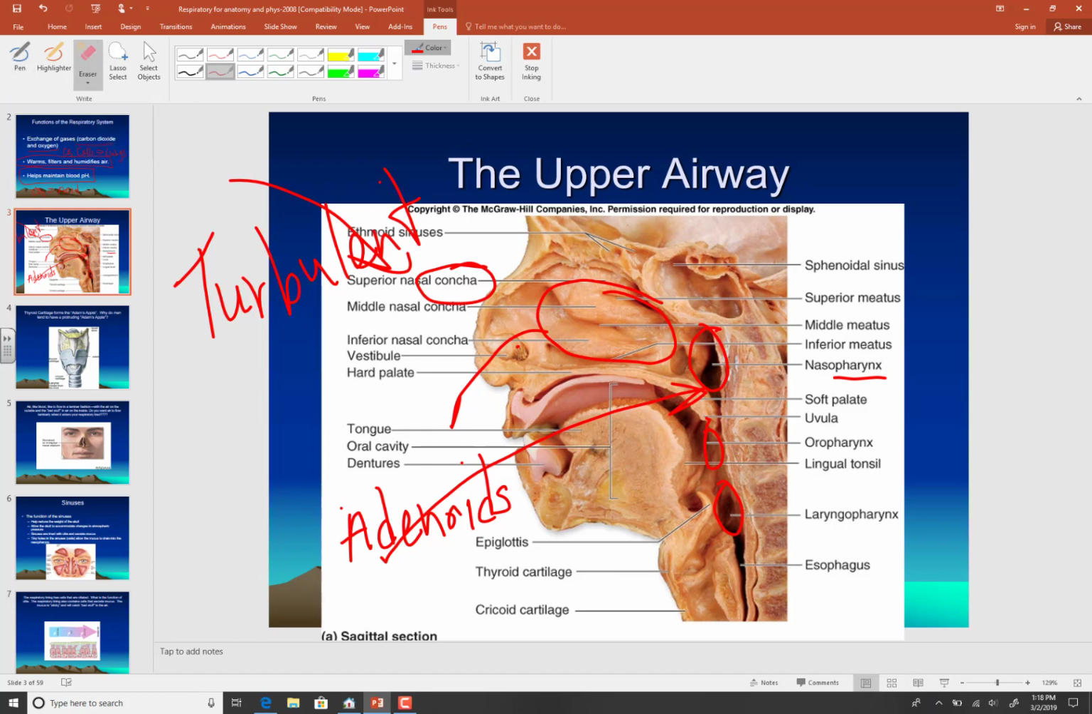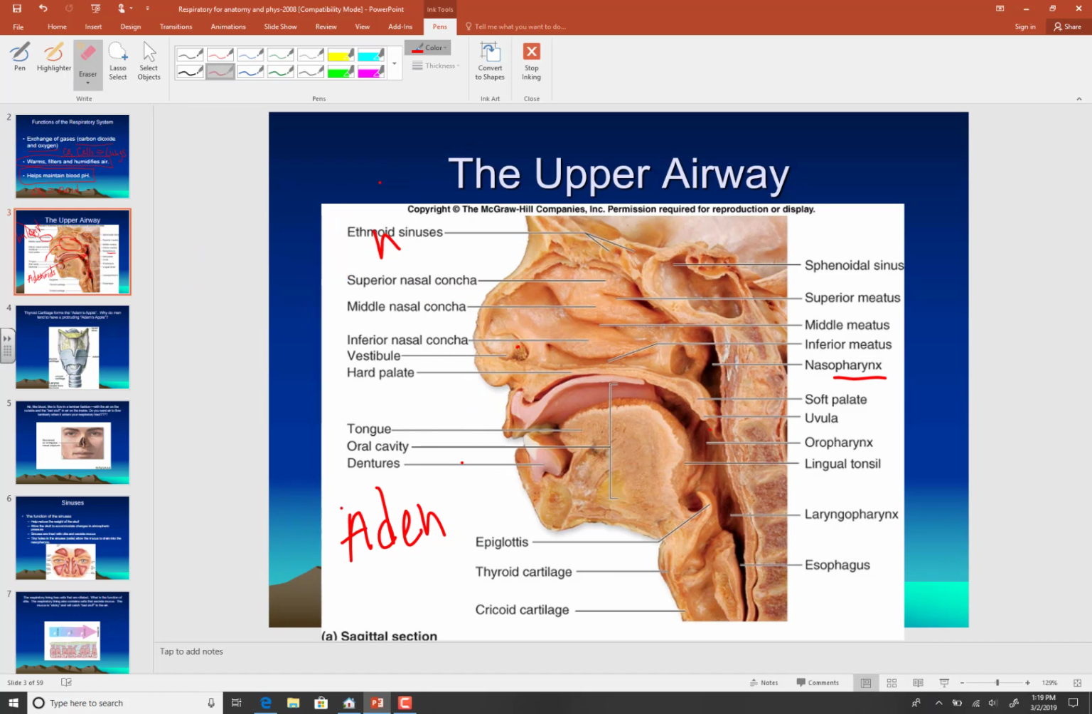So these are some of the structures of the upper respiratory system. And remember, the upper respiratory system tract is designed to filter, warm, and humidify the air. Now watch.